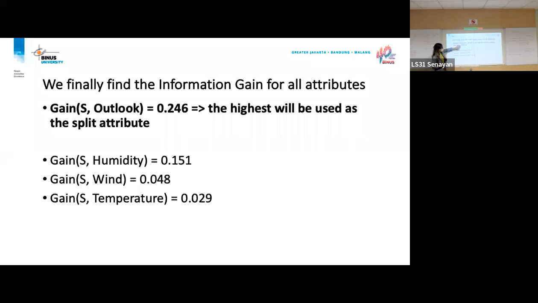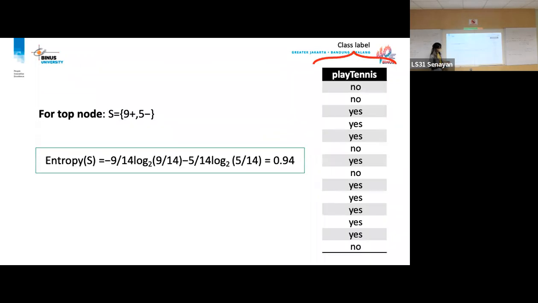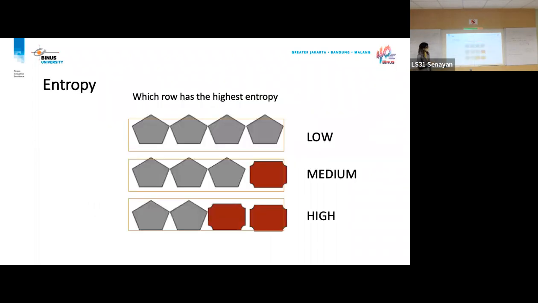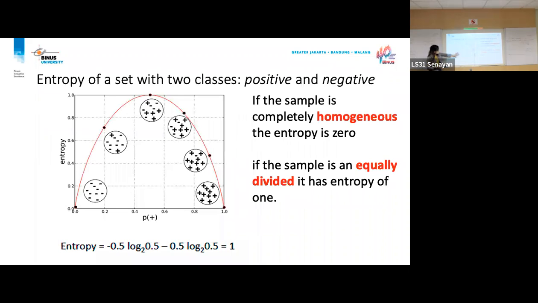Because the highest gain is coming from outlook, meaning that for the outlook attributes, the data have very low entropy. That's why they have very high gain. If you look at this, high gain means a lower value, right? Lower entropy in each of the attributes. So the decision tree wants to try something like this.